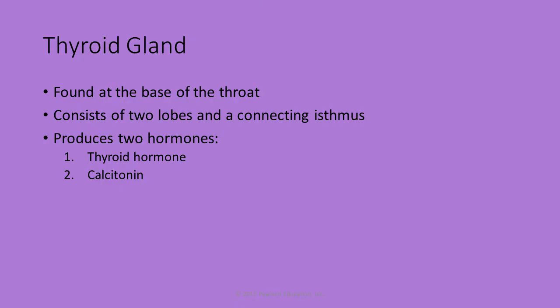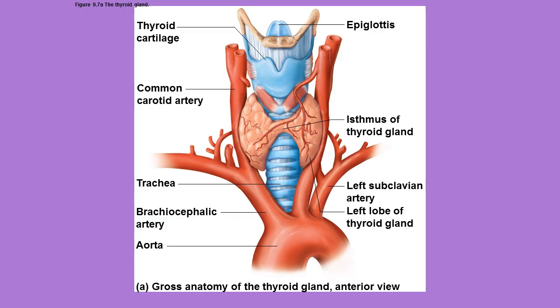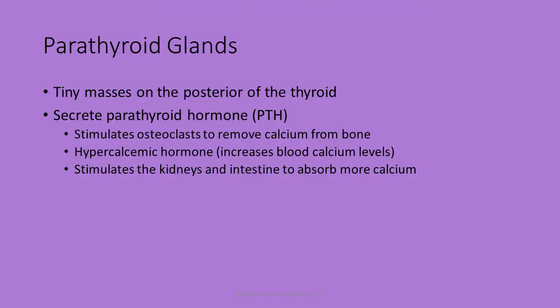The thyroid gland is found at the base of the throat. It also has 2 lobes connected by tissue called the isthmus. It produces 2 hormones, the thyroid hormone and calcitonin. You can see the picture of it here, how it is in front of the trachea and kind of wraps around it. You have the common carotid arteries that come up on either side of it. The parathyroid gland is going to be on the posterior side of the thyroid. It does secrete parathyroid hormone, which is involved with increasing the levels of calcium in your blood. It will stimulate kidneys and intestines to absorb more calcium, and it will also stimulate osteoclasts to remove calcium from the bone matrix.